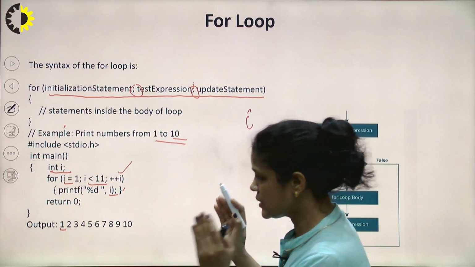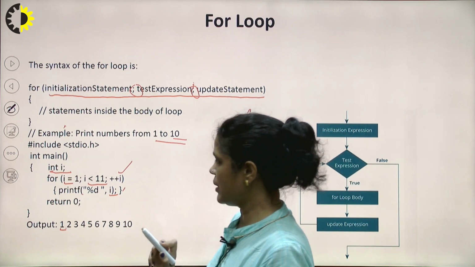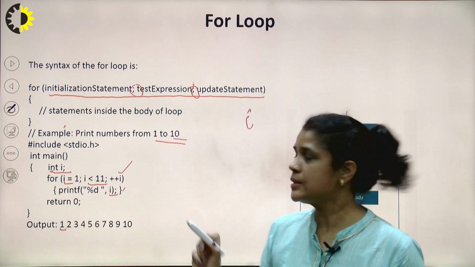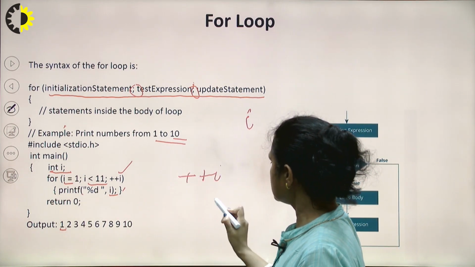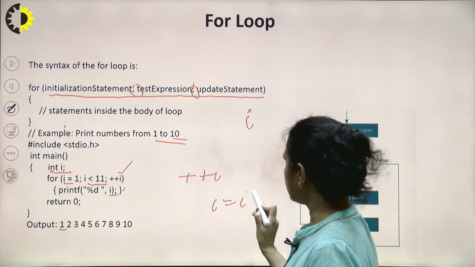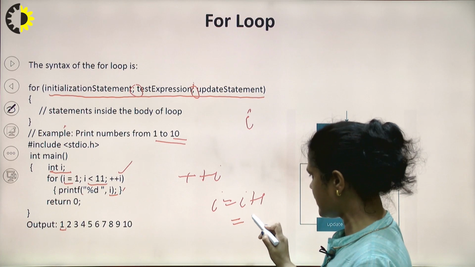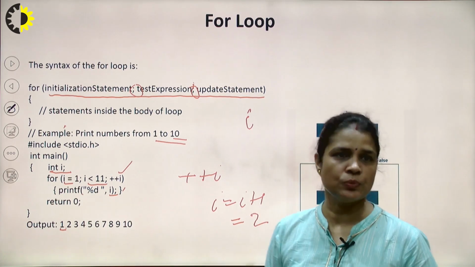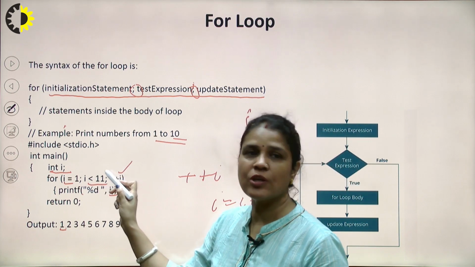So in the first iteration, we get the answer 1, and then i will be updated. Now, what do you mean by this i plus plus? It means i is equal to i plus 1. It means i was 1 in the previous iteration, and now i is 2 in this iteration, right? And then again the condition will be checked.